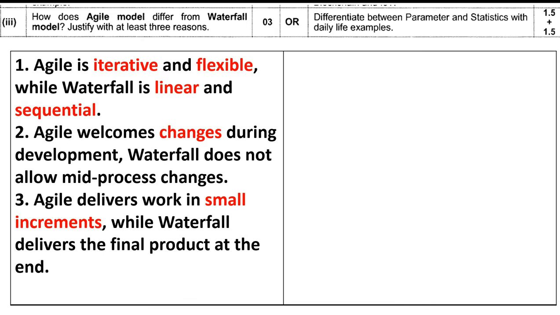Number three, agile delivers work in small increments. They are giving small versions of the software to the customers. Customers use them, then give new input or feedback, and according to the new inputs and feedback, developers continue to develop the software.